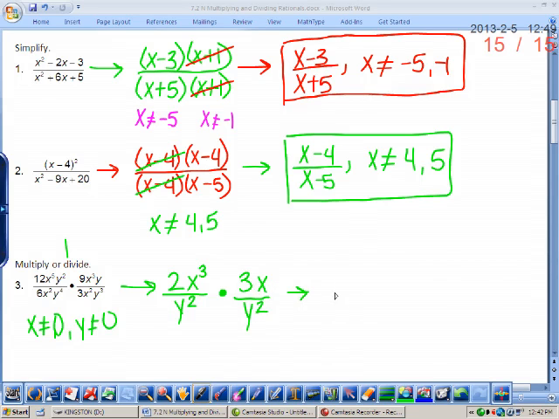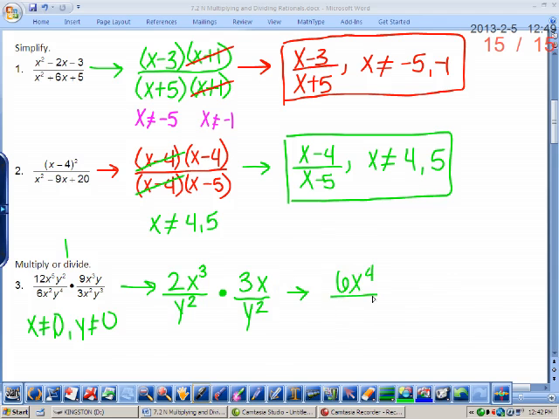Good. Now when we multiply, remember we multiply across the top and we multiply across the bottom. The y squares cancel each other out? Nope, because we multiply the tops and then we multiply the bottoms. So 2x cubed times 3x.